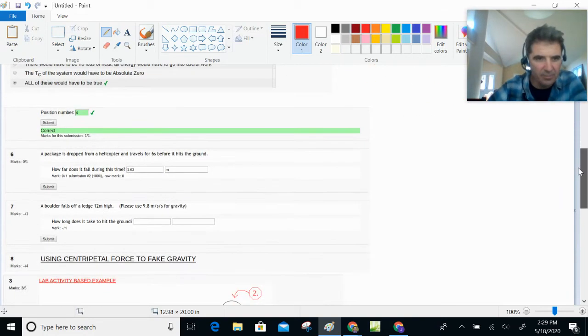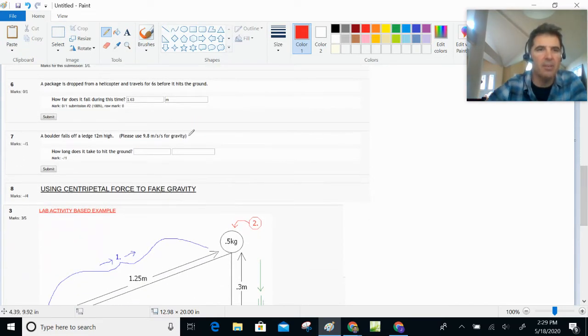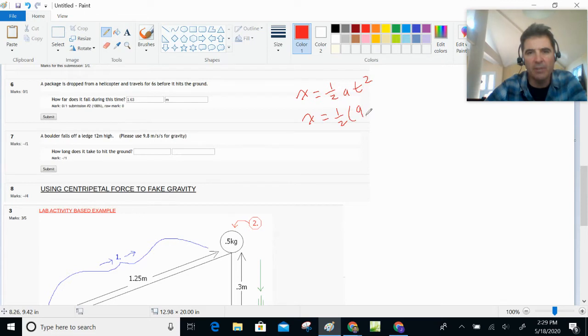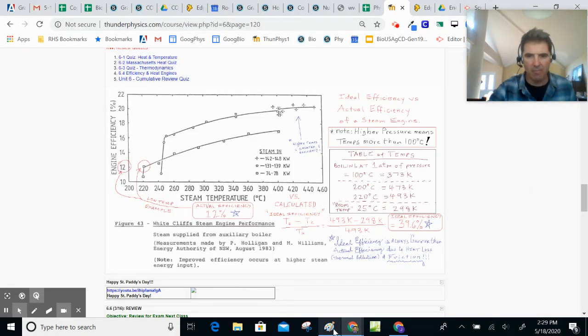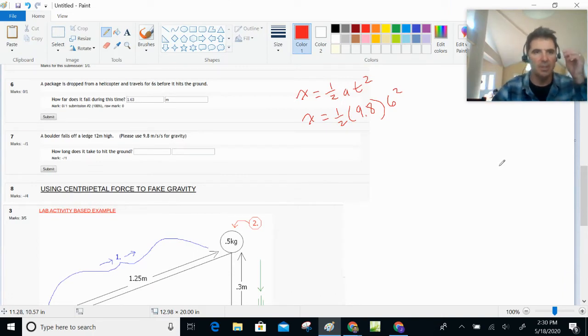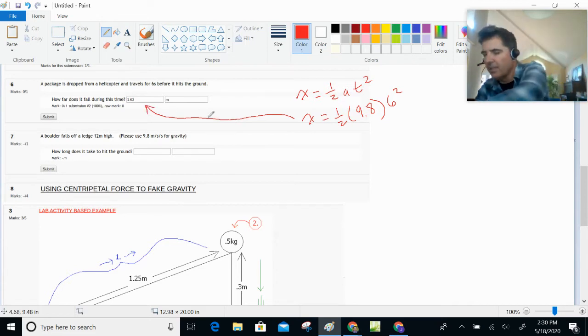All right. Let's move on. Package is dropped. You've got a 0. Package dropped in a helicopter and travels 6 seconds before it hits the ground. How far does it fall? X equals 1/2 at squared. X equals 1/2 of 9.8 times 6 squared. Did you do that? Is the question. So I don't know what you did, but that doesn't equal that.